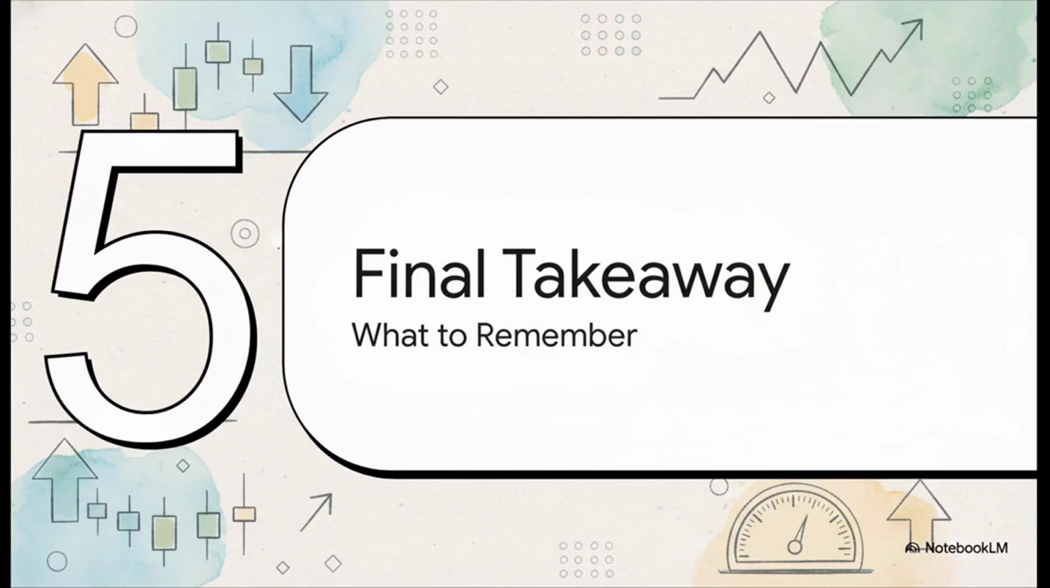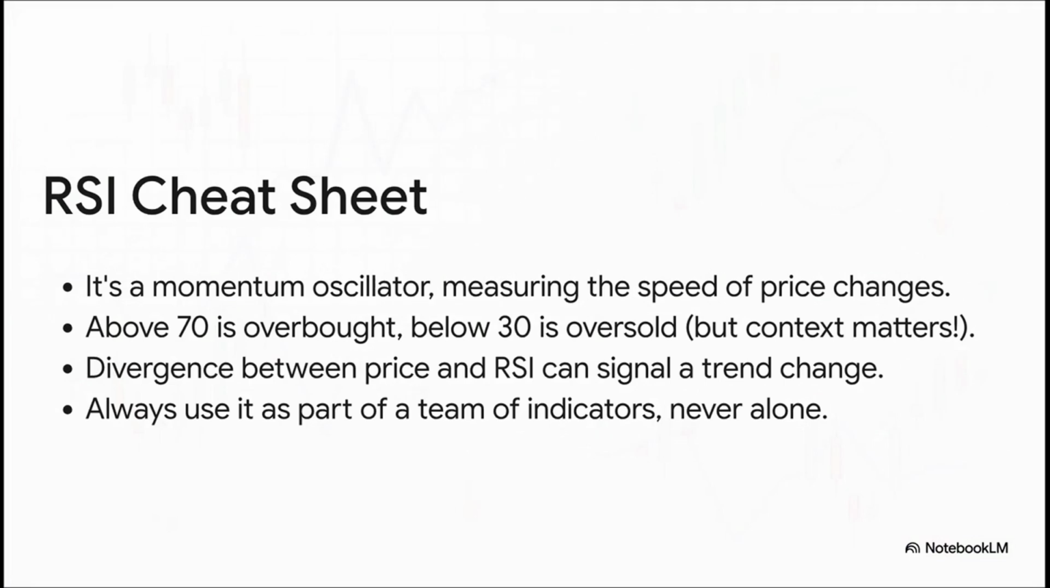Whew! Okay, that was a lot. We went from the very basics all the way to some pretty advanced stuff. So let's just boil it all down to the key takeaways you absolutely need to remember. If you remember anything from today, remember this. 1. RSI is a momentum meter. It's all about the speed and strength of price changes. 2. Above 70 is overbought, below 30 is oversold. But always, always remember that context is king.